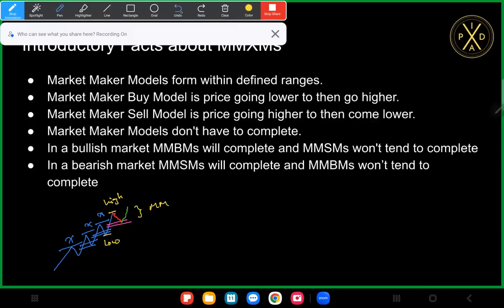And within this diagram that I just drew, there's also a market maker sell model that doesn't complete. So what is a market maker sell model? Well, I gave you that loose definition right here, which is that a market maker sell model is price going higher to then come lower. So where does price do that? Price comes higher and then it comes lower. But why doesn't it complete? Well, because we're in a bullish market, right? So the market maker sell models, they won't tend to complete, but the market maker buy models will in a bullish environment. Now let's take a look at a bearish environment.